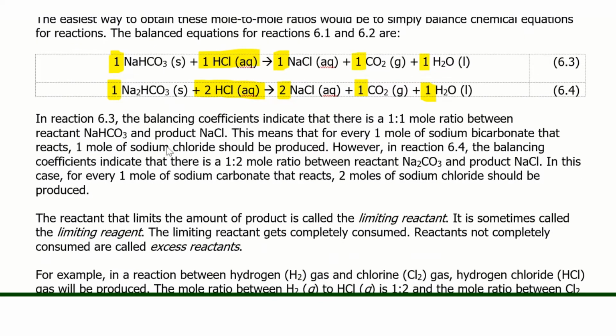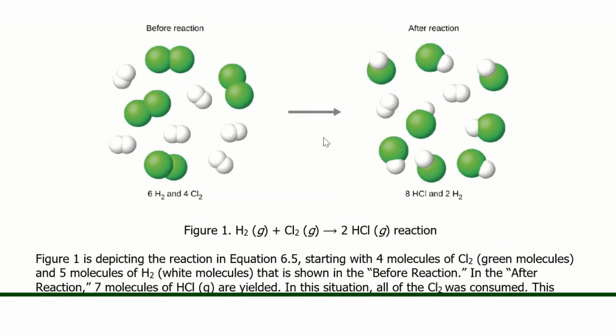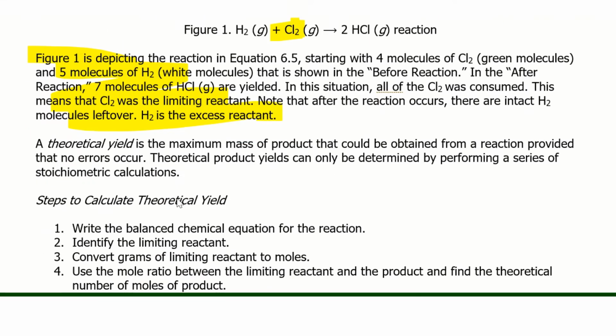So I will let you read through the intro. It discusses limiting reactant, excess reactant, all that. Here's an actual example, a visual example, where you can see that you have H2 and Cl2 reacting to form HCl. But notice that you end up having those H2 little tiny molecules left over. So that would be your excess, right? And that would mean that your Cl2 is your limiting. So I explained that a little bit more here in this paragraph, so I'll let you take a look at that.